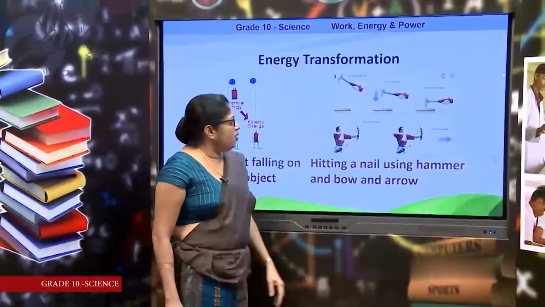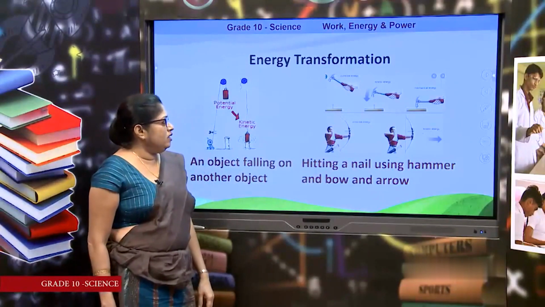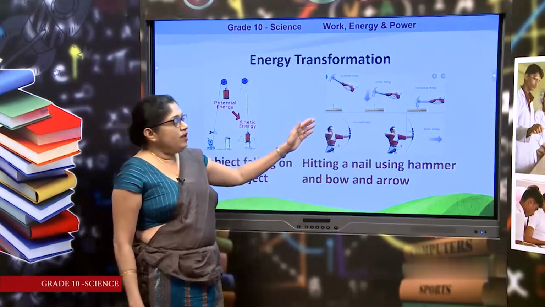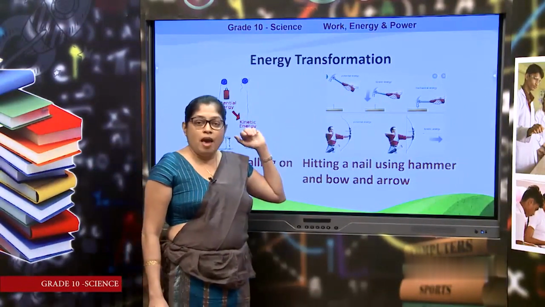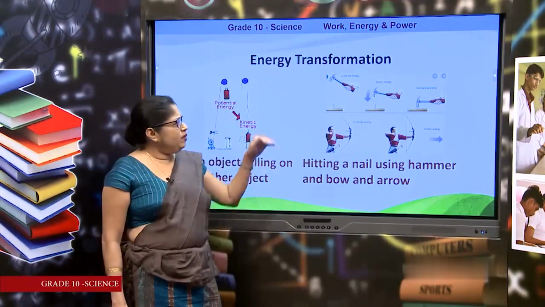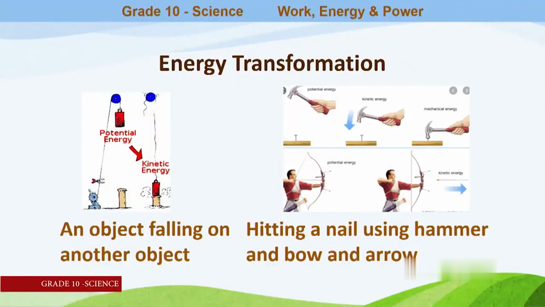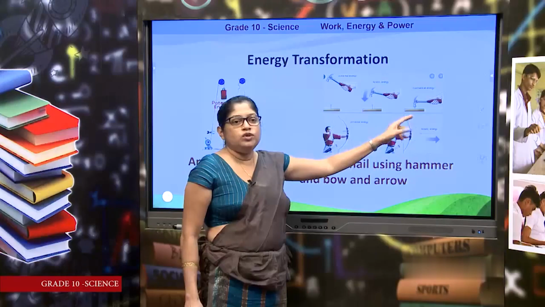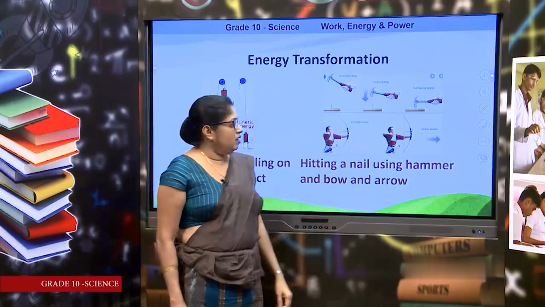So, this example shows hitting a nail using a hammer. Here, when the hammer is raised, potential energy is stored in it. When you release it down, potential energy is converted into kinetic energy, so that it can do work on the nail. So, the nail drives through the wood.